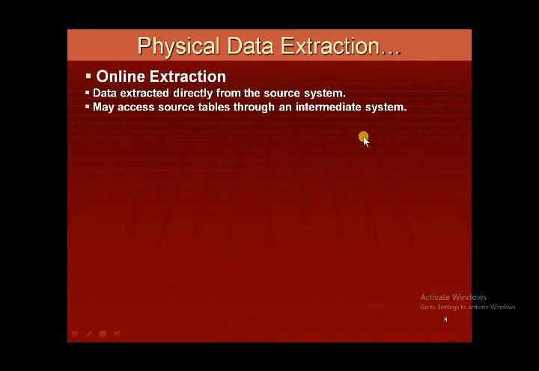It may access the source table through an intermediate system. You can access the data from an online system through an intermediate system. What is an intermediate system? An intermediate system can be SQL Server Integration Services, but again that system will directly get the data from SQL Server. Intermediate systems are usually similar to the source system. So in online extraction we are getting the data directly from the source system.